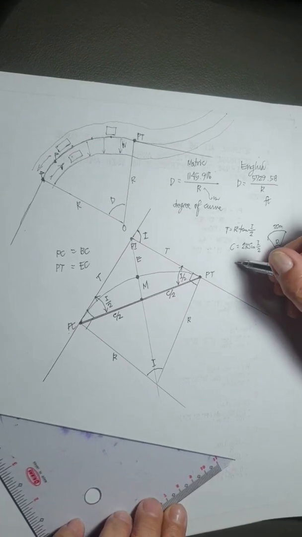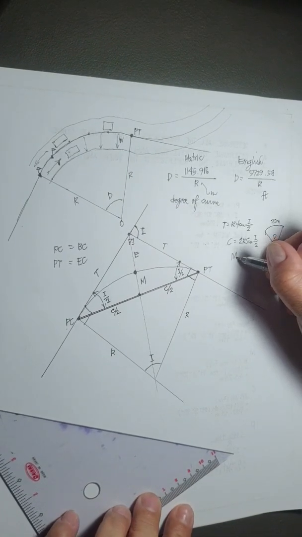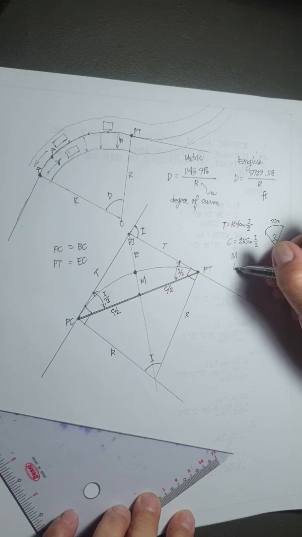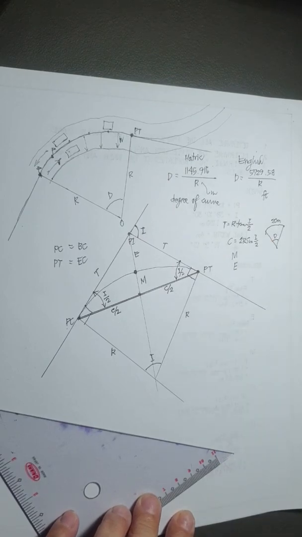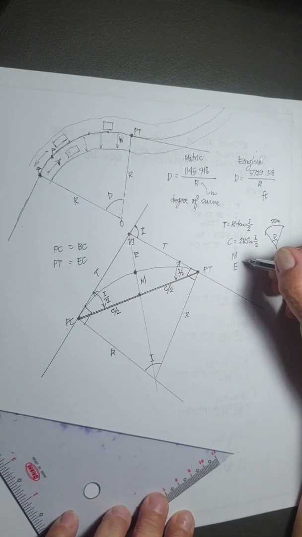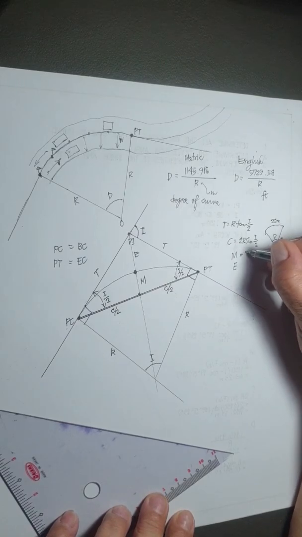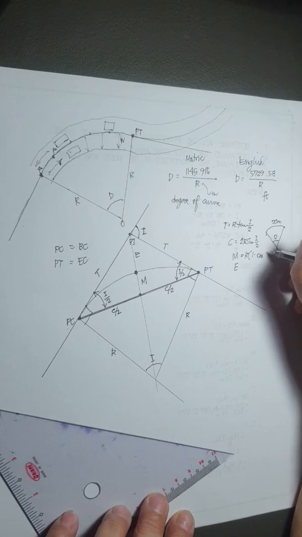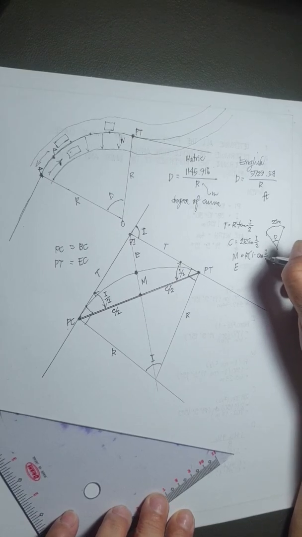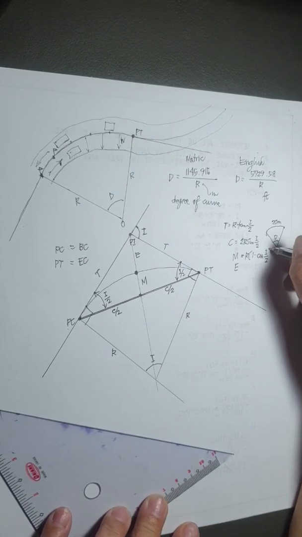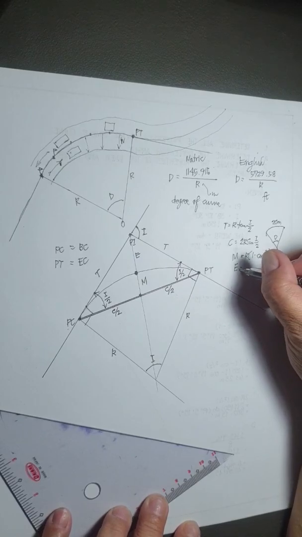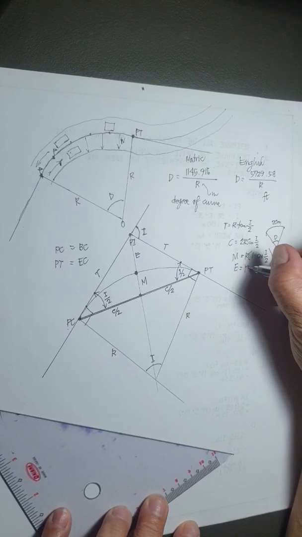Tapos, you also have your formula for M. You have your formula for E. Okay, so kung titingnan mo sa formula natin, your M is equal to R times 1 minus cosine I over 2. Tama? And then, what is our E? E is equal to R.